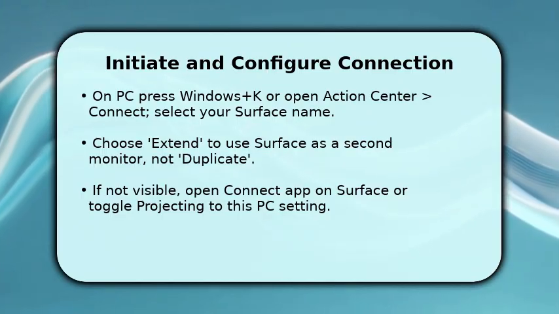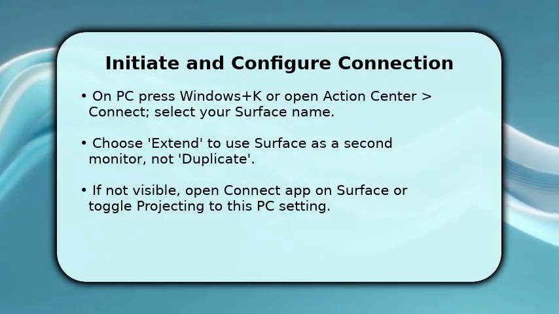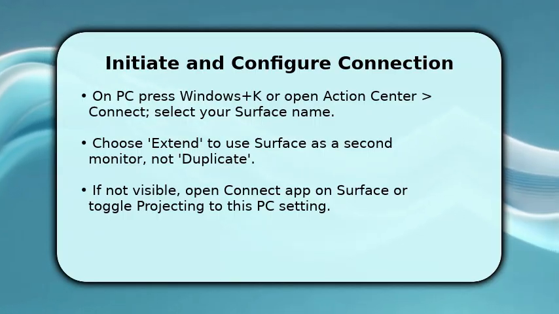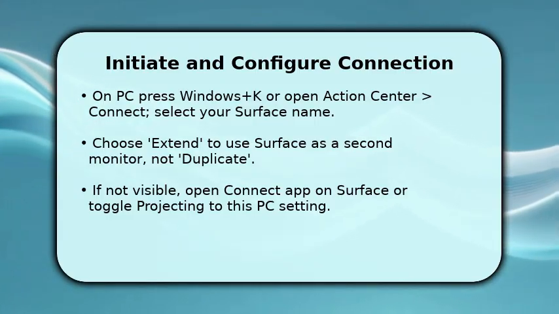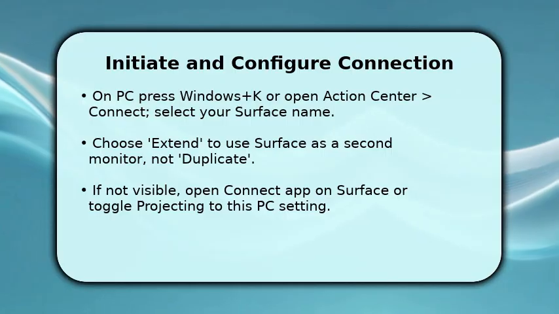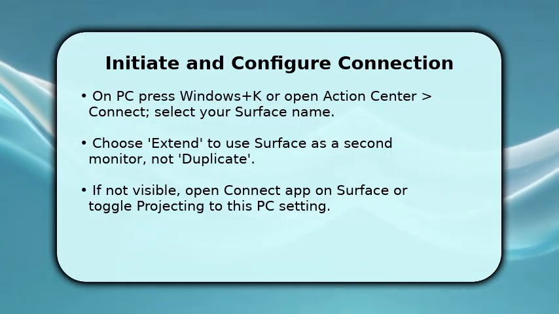to. If the Surface doesn't appear, open the Connect app there or recheck that projecting to this PC is enabled and that both devices share the same network. After pairing, Windows will add the Surface as a display. You can now adjust resolution and scale.